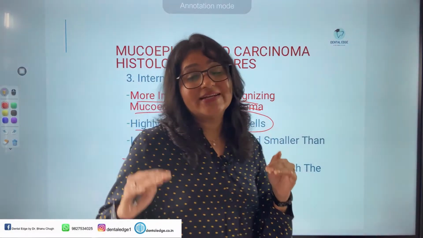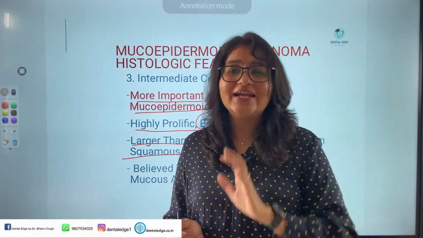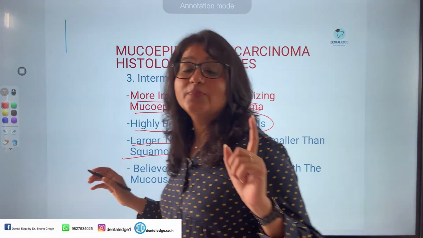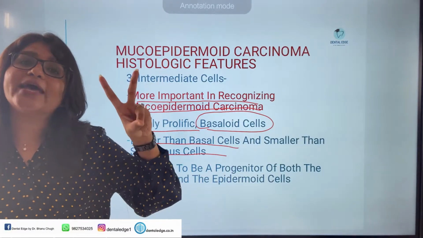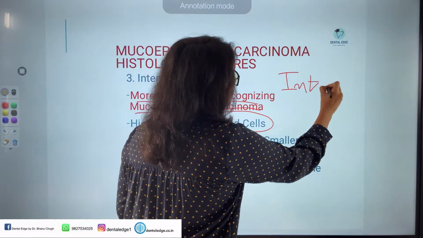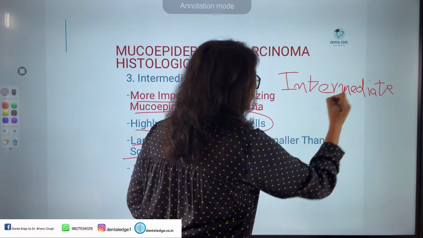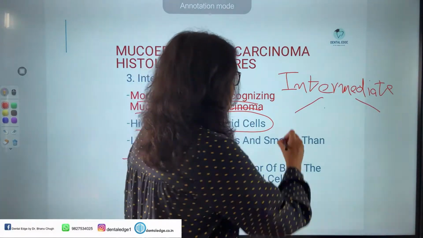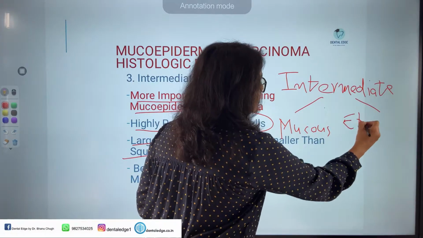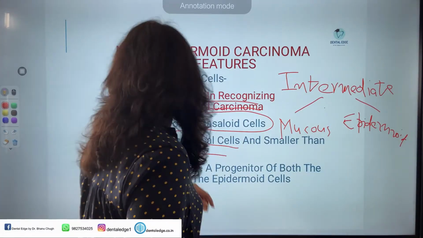Small cell, slightly larger than a typical basal cell, having a nucleus that completely fills the cell, and scanty cytoplasm. Why is this cell important? It is believed to be the progenitor of mucus and epidermoid cells. So these intermediate cells are thought to be the progenitor for both mucus and epidermoid cells, and therefore they are thought to be important cells.